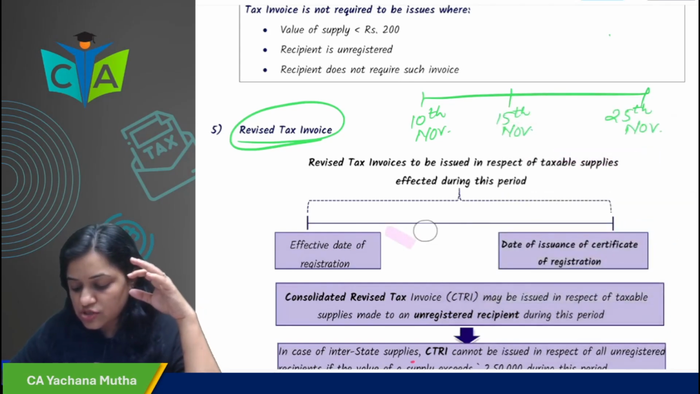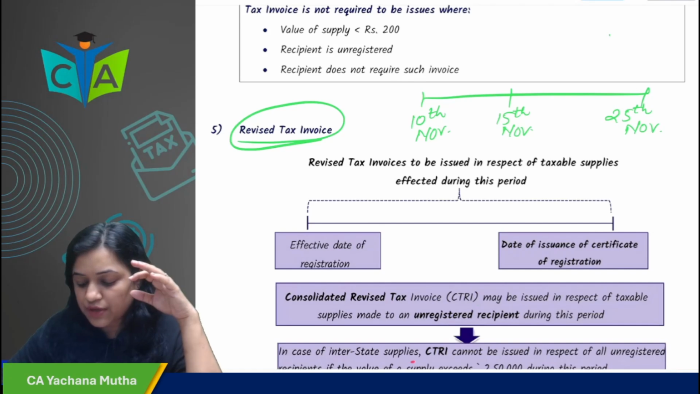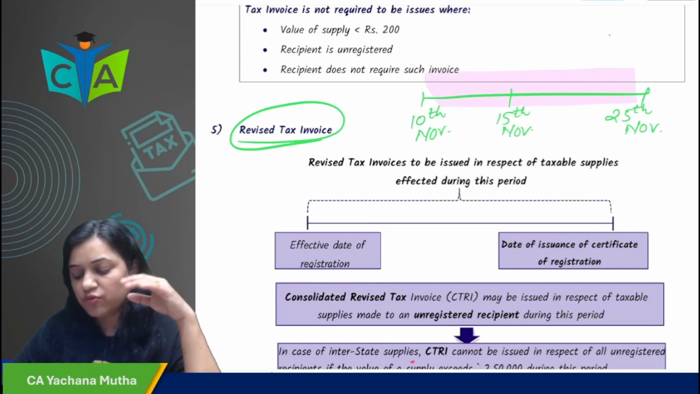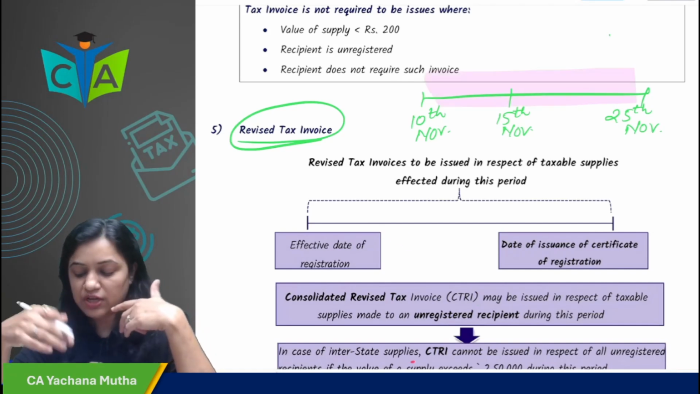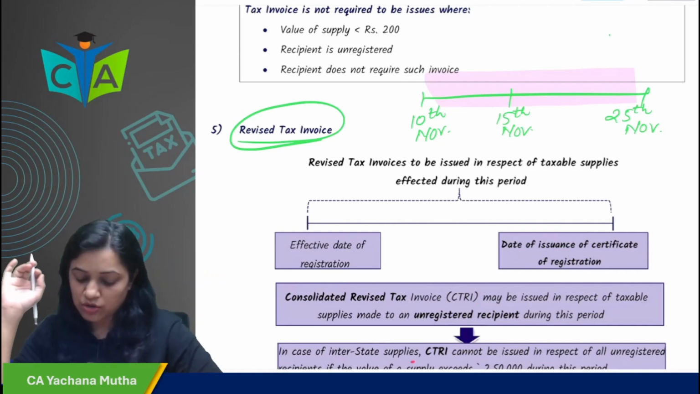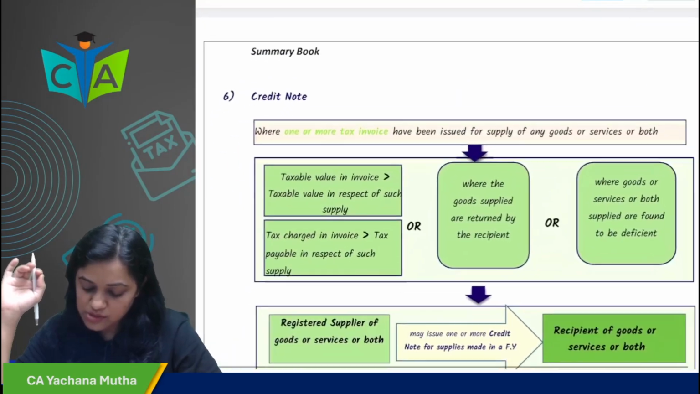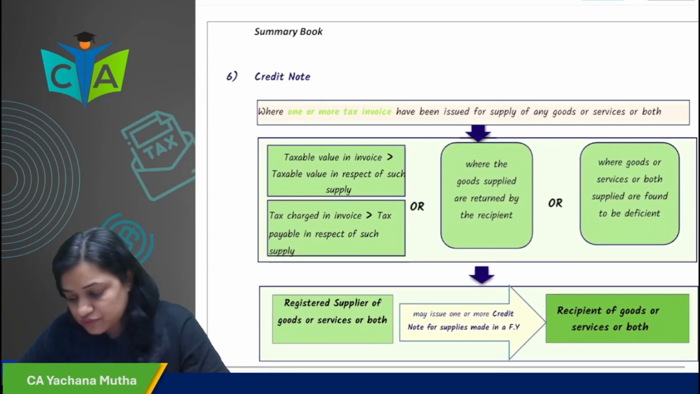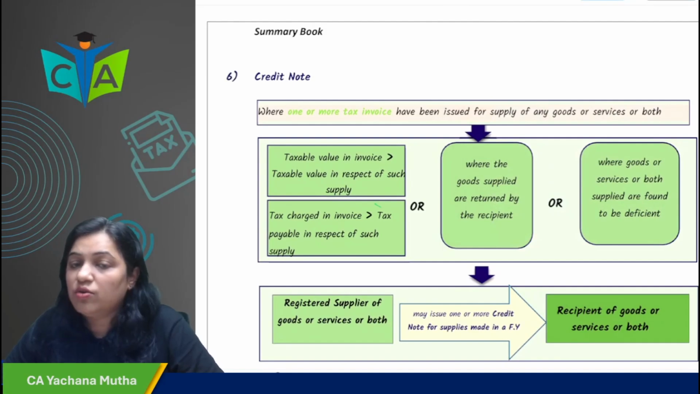After the issue of the registration certificate, for this period you will issue a revised tax invoice for all the invoices which you have issued from 10th November till 25th November, charging tax on it. Okay, so this is called a revised tax invoice. Now next is credit note. In what situations is a credit note issued?